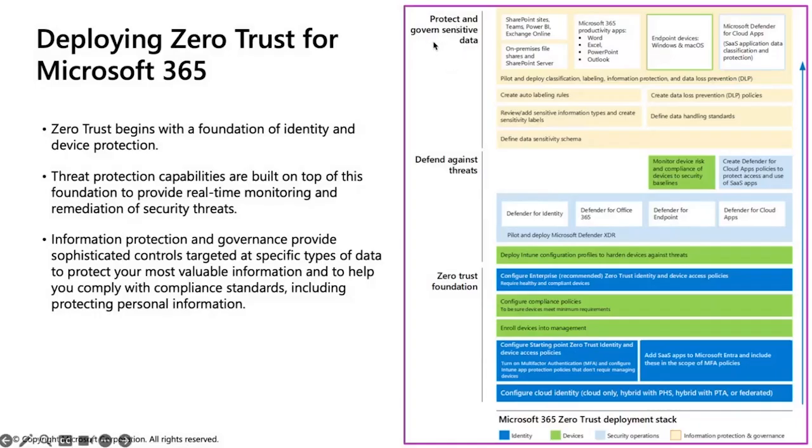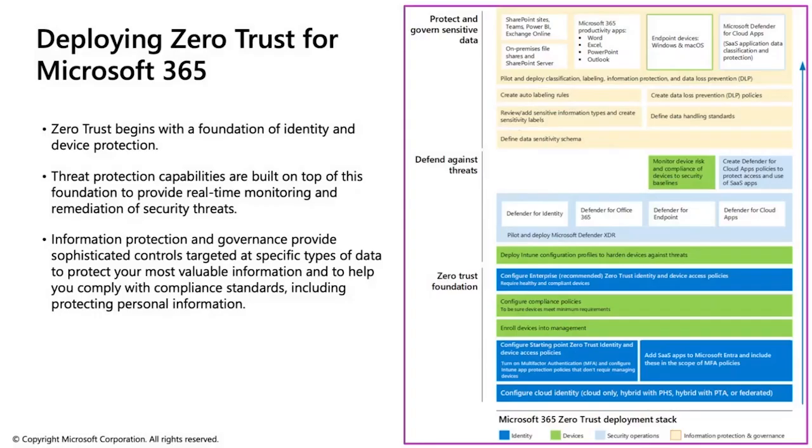In the next, protect and govern sensitive data. Here we start working on how we can protect our data. So information protection and data governance come under this. Applying information protection, data sensitivity labeling, retention, all these things come under protect and govern sensitive data at this stage. In this way, we move towards higher and higher Zero Trust based requirements and Zero Trust aligned implementation.